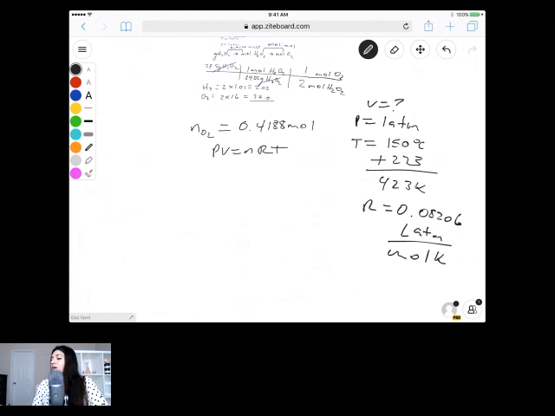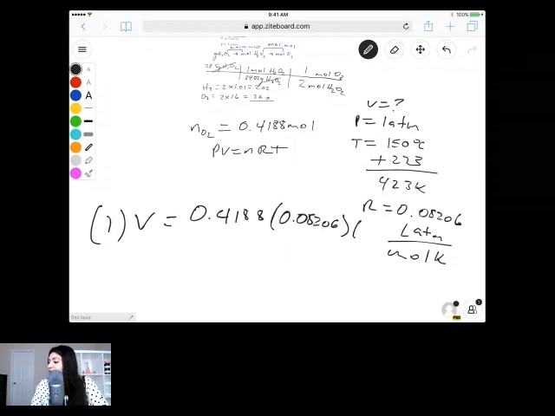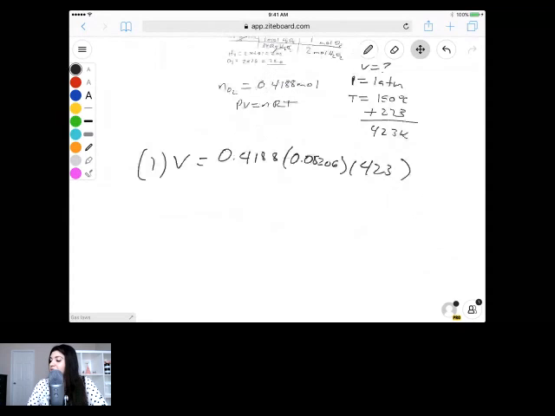So I'm just going to plug everything in right off the bat, where P is 1. And then we're solving for volume, so we don't know what the volume is. And then our moles is 0.4188. Gas constant is 0.08206. And our temperature is also given, so we just change that to 423 Kelvin. This one's a lot nicer. We're just going to multiply straight across and then divide by 1, which really will just be itself. And we will get 14.537 for our volume. This is in liters.